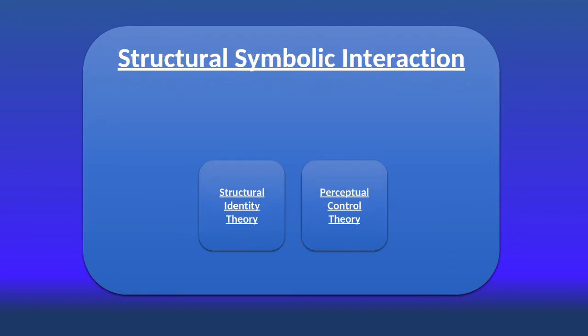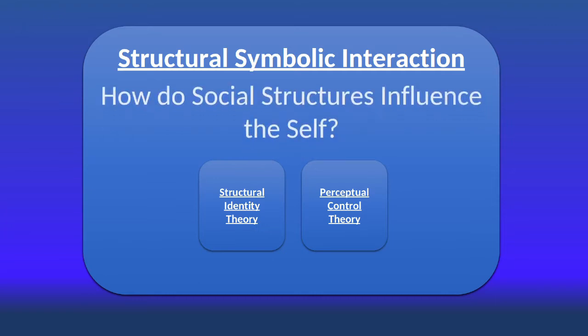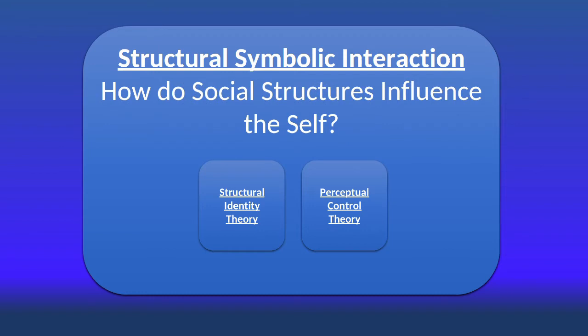One of the major questions asked by structural symbolic interaction is, how do social structures influence the self? Consequently, one of the overarching goals of identity theories is to explain how meanings that make up the various identities a person has will influence the self and social interaction. So we're going to look at both structural identity theory and the perceptual control model to see how they deal with that question. But before we do, let's look at some of the concepts both unit theories use.